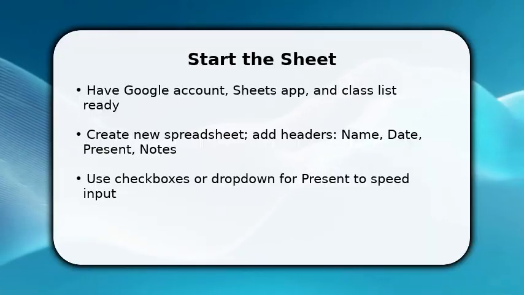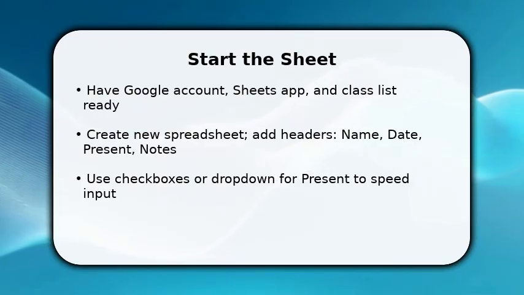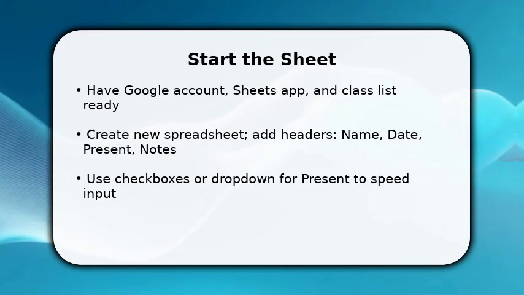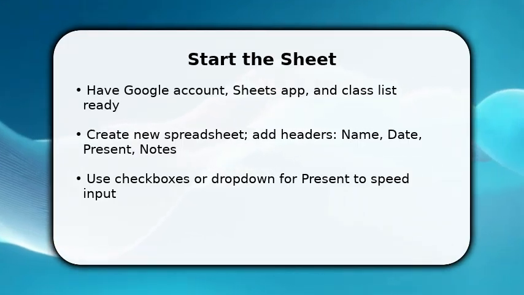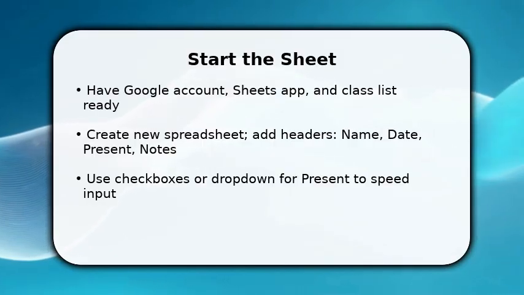You start by preparing essentials: a signed-in Google account, Sheets app on your phone, and a class roster. Open Sheets and create a new spreadsheet. Name it clearly. Now add headers across the top: name, date, present, notes. For present, choose a checkbox or a drop-down list so you can tap instead of typing. This saves time when you take attendance.